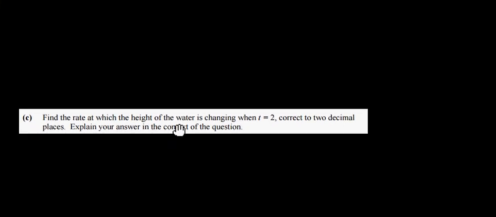I've come down quite a bit here. So find the rate at which the height of the water is changing when t is equal to 2, correct to 2 decimal places. Explain your answer in the context of this question. Okay, so we want the rate at which the height of water is changing. So that's going to involve differentiating this particular function here. So we've got to take h of t, which is equal to 1.6 plus 1.5 cos pi over 6 t.